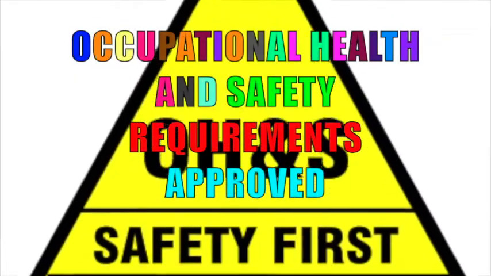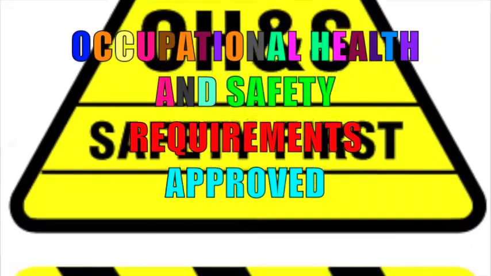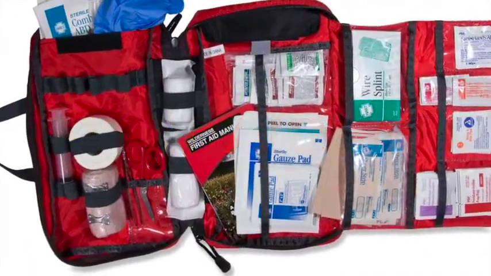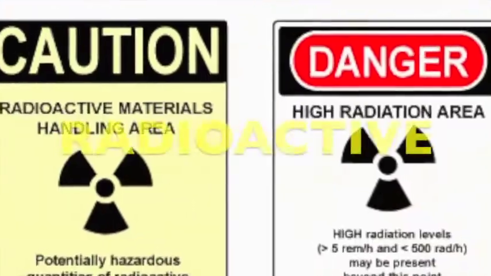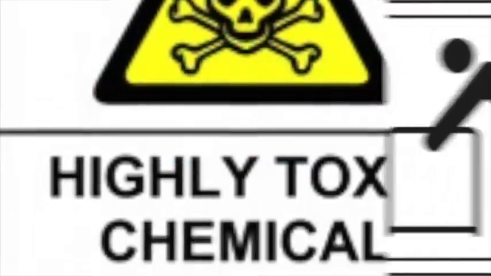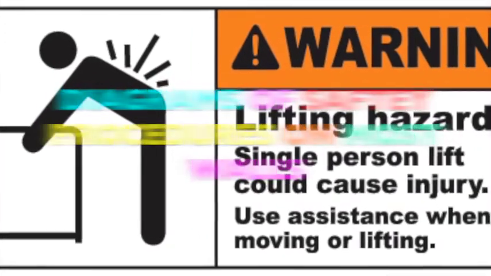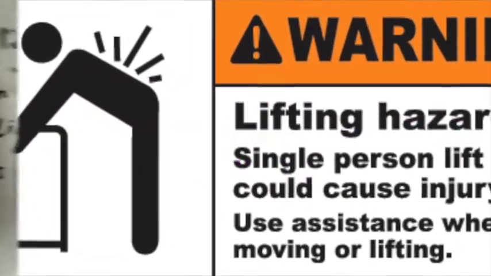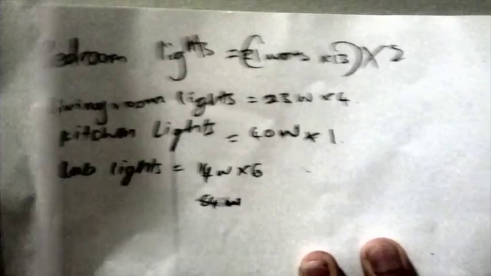Approved OH&S or occupational health and safety requirements, like first aid kits on every module for chemical, radioactive, toxicological contamination, or simple physical damage. Diagrams of safety procedures on most walls on every module for safety reasons. Strong arguments: how this is relevant to staff in the Antarctic base.